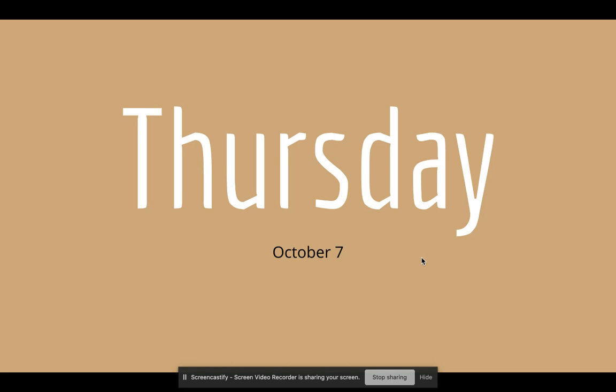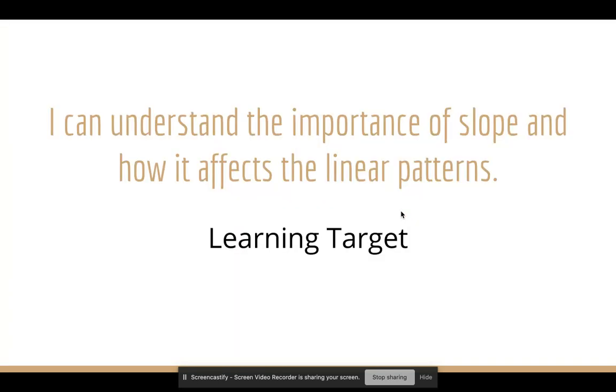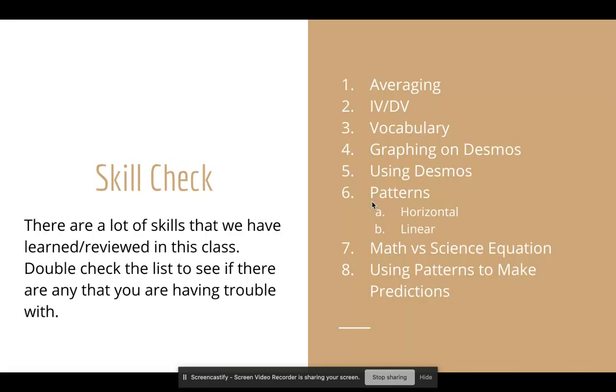Okay, so today's learning target is I can understand the importance of slope and how it affects the linear patterns. So here is kind of a skill check for all of you. These are the different skills that we have learned thus far in this class.